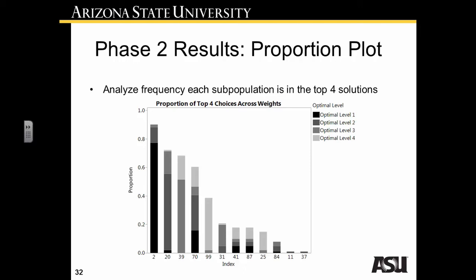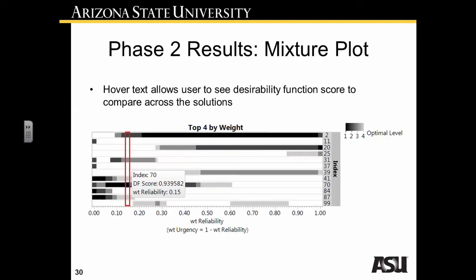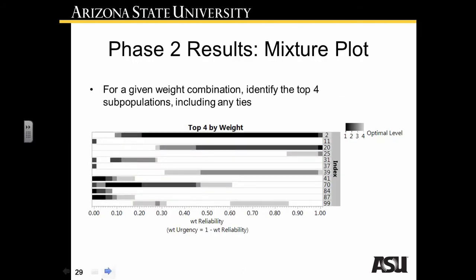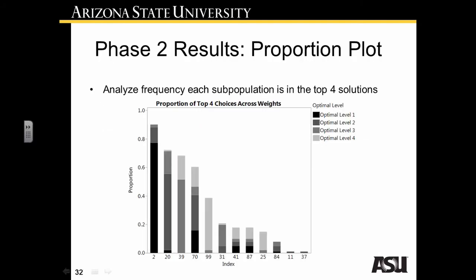So for example, subpopulation 2 was frequently a top solution no matter how we weighted. If we look back at the mixture plot, for example, we see that subpopulation 2 was a critical solution very often, except maybe in a few cases where urgency was prioritized the most. Okay, so in this proportion plot, we see, right, subpopulation 2 was a frequent top 4 solution across many of the weight combinations.